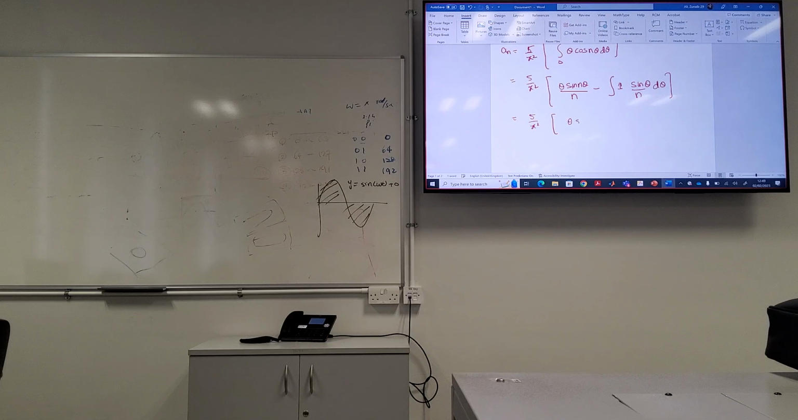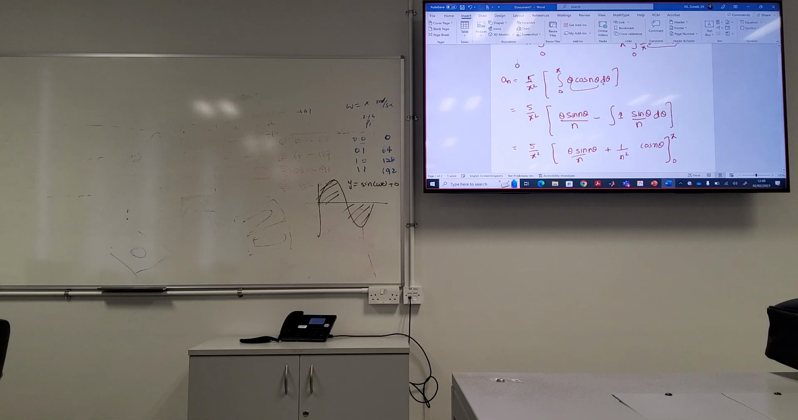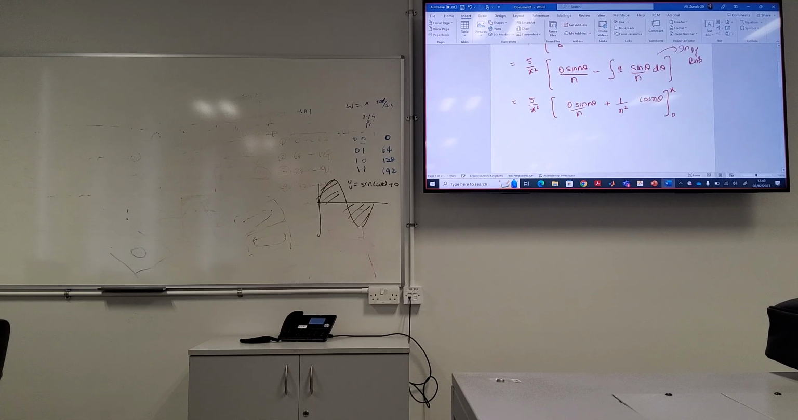So theta sin n theta by n minus 1 by n square, and this minus would become plus because for sine the integral is minus cosine. So it's minus cosine of n theta, with limits from 0 to pi, and this whole thing is integration by parts. Okay. Now finally we have to apply limits.